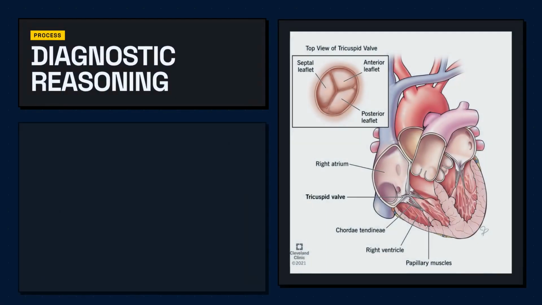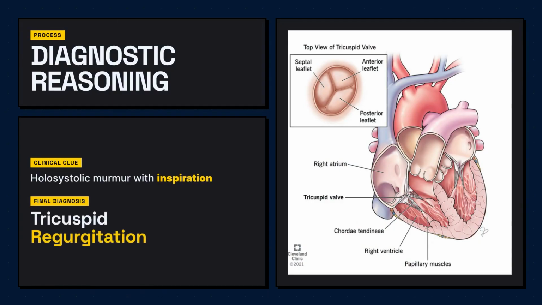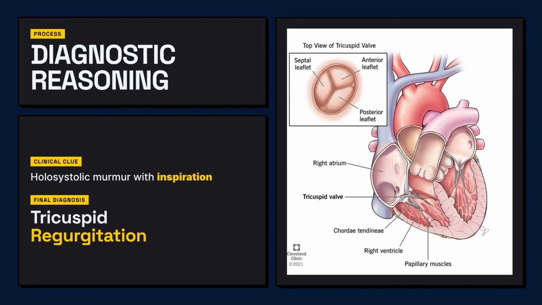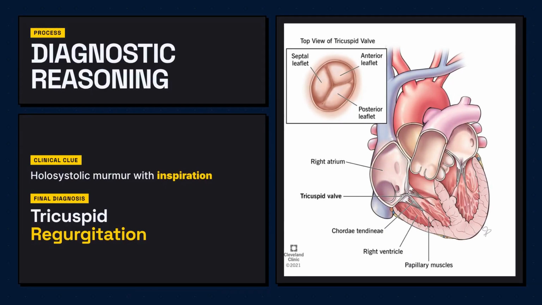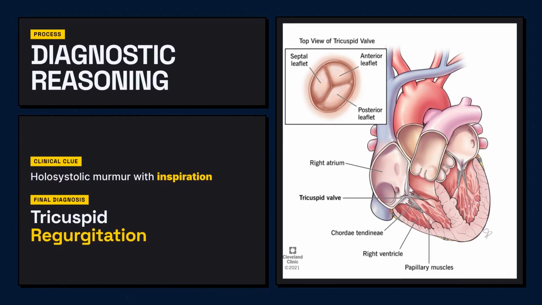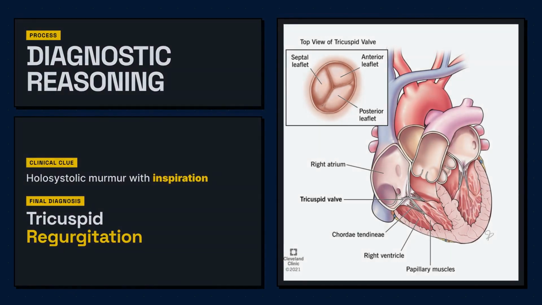Carvallo's sign, increased intensity with inspiration, is the discriminator, pointing to right-sided pathology, likely secondary to chronic lung disease. The decisive clue is the inspiratory increase in murmur intensity. This separates tricuspid regurgitation from mitral regurgitation. Foundational science connection. Chronic lung disease leads to cor pulmonale and secondary TR.